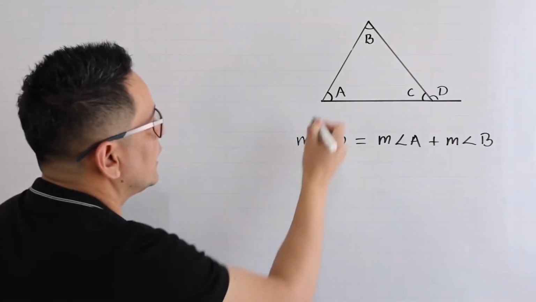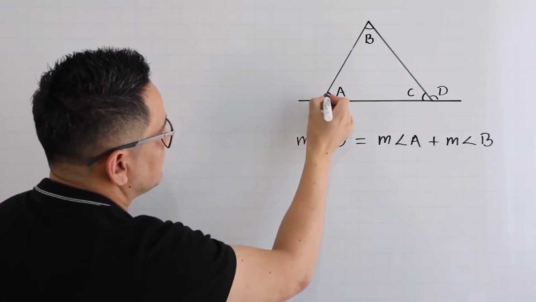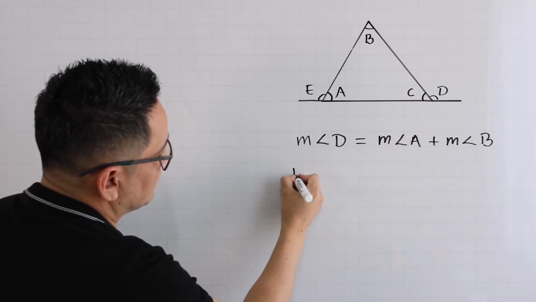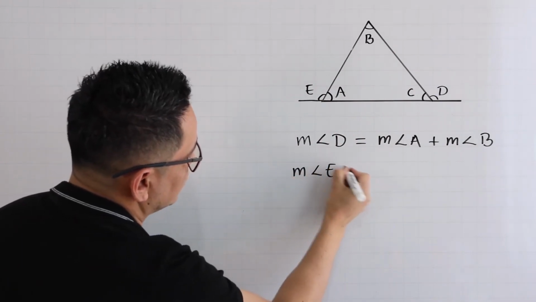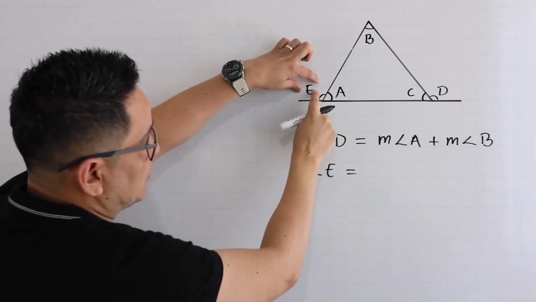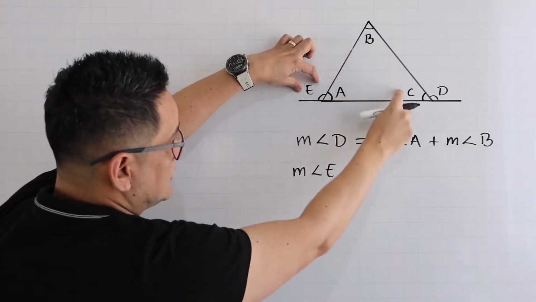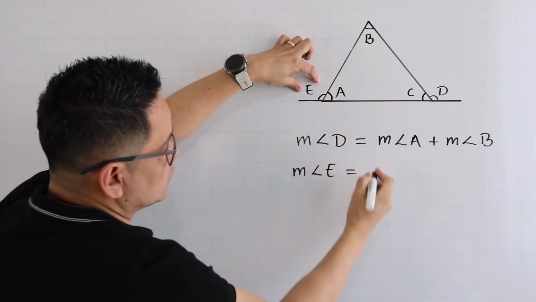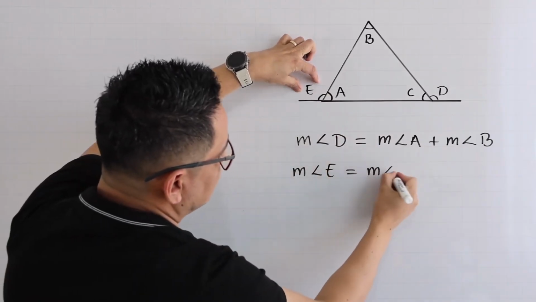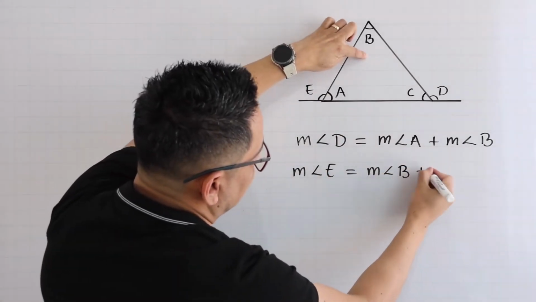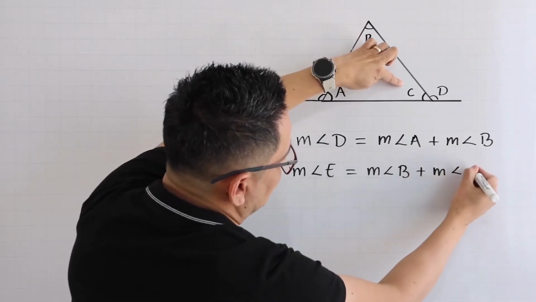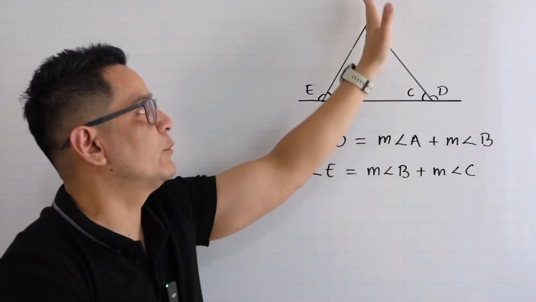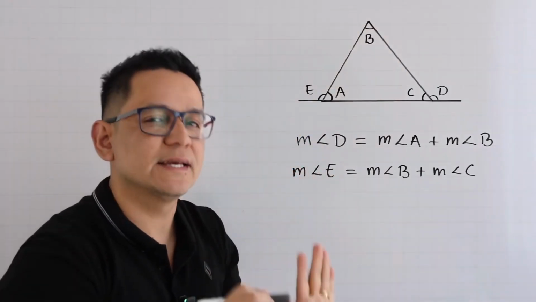If I had, for example, an angle over here, let me extend it, which I would call E, then what would have to happen? Well, the measure of angle E has to be equal to the sum of the measures of the two interior angles that are not adjacent to E, in this case. That is, it would have to be the measure of angle B plus the measure of angle C. Are you following me with that? Perfect. We could also do it here, for example, but I think that's already understood.